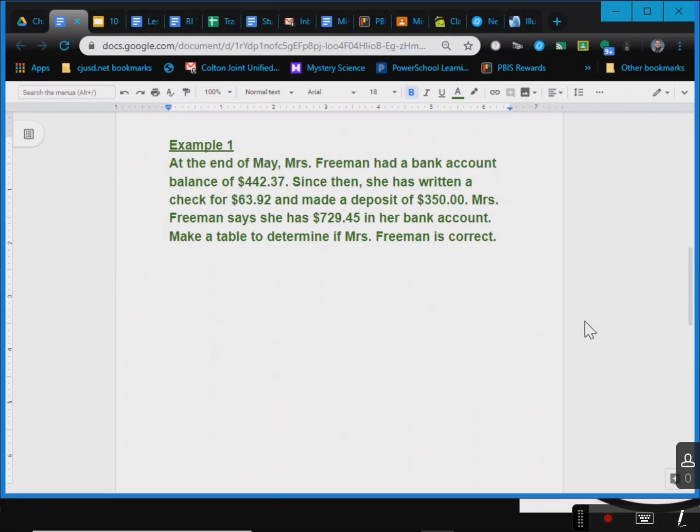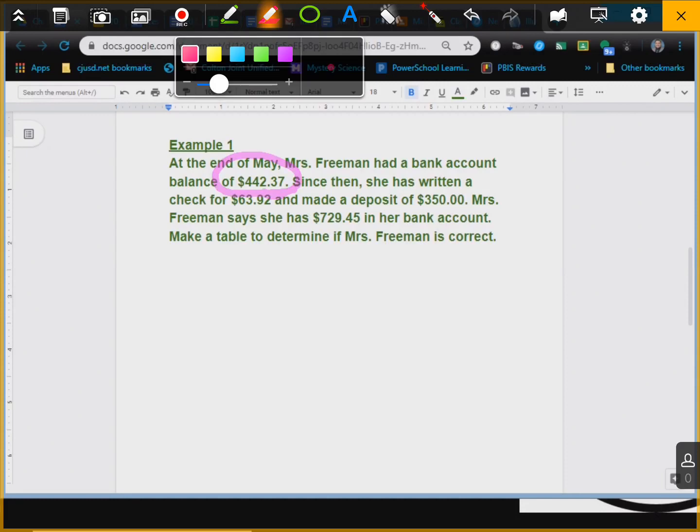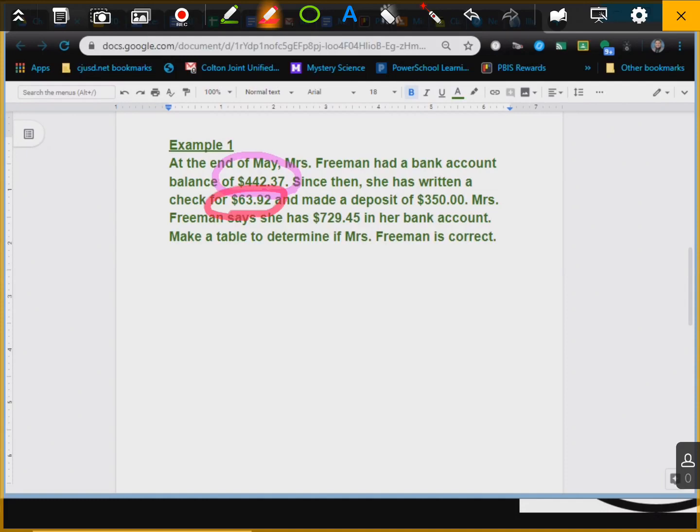So, at the end of May, Mrs. Freeman has a bank account balance of $442.37. Since then, she has written a check for $63, so I'm going to circle that in red because that's how much she's taking out of her account. And she makes a deposit of $350. I'm going to highlight that in green because I know that that's what she's putting into her account. Mrs. Freeman says she has $729.45 in her bank account. We don't know if that's true or not, and that's what they're asking us to find. We've got to make a table to determine, is she correct?